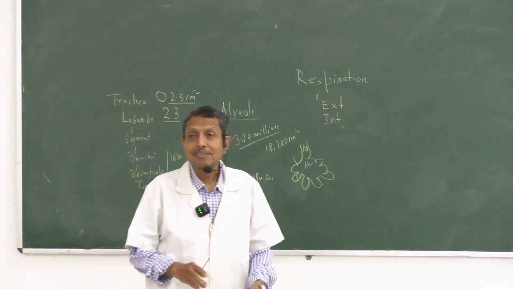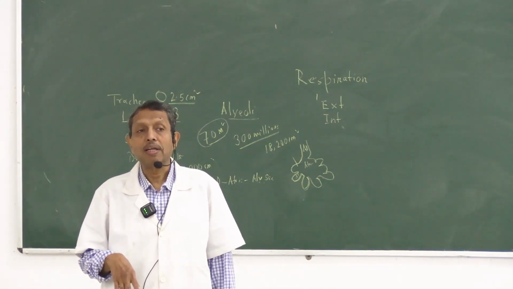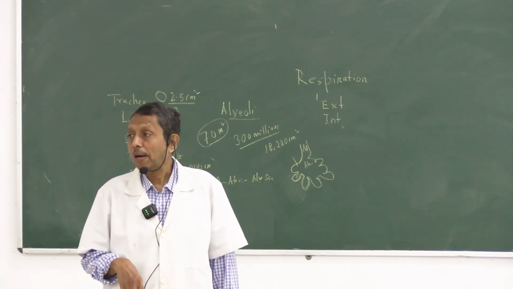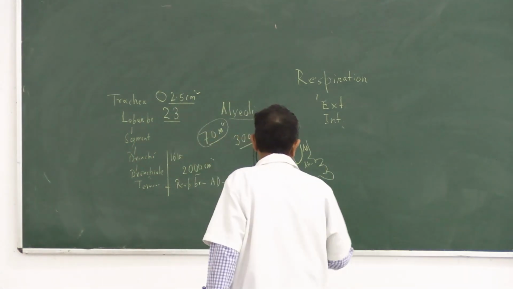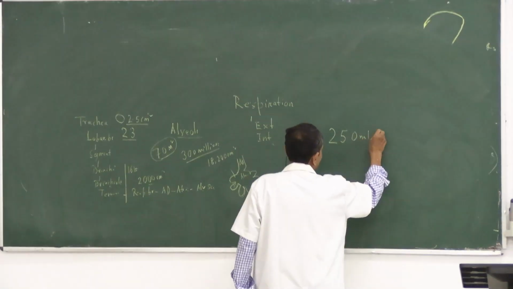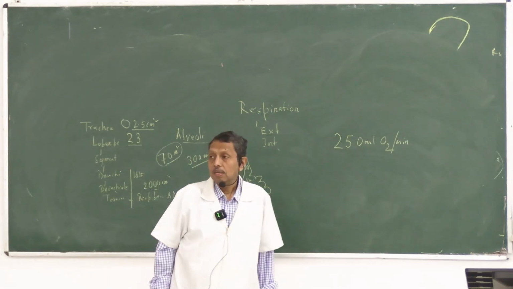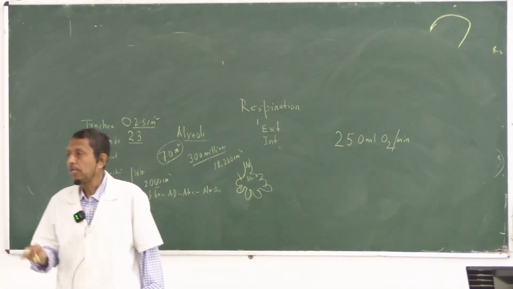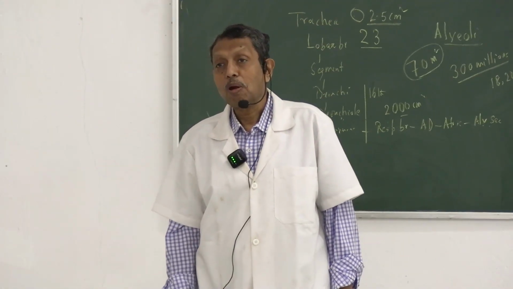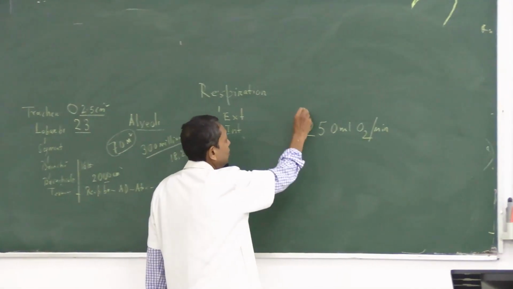And there are exchange of gases in the resting individual, adult. We are taking 250 ml of oxygen per minute. Resting adult, we are taking 250 ml of oxygen per minute from our atmosphere and liberating 200 ml of CO2.